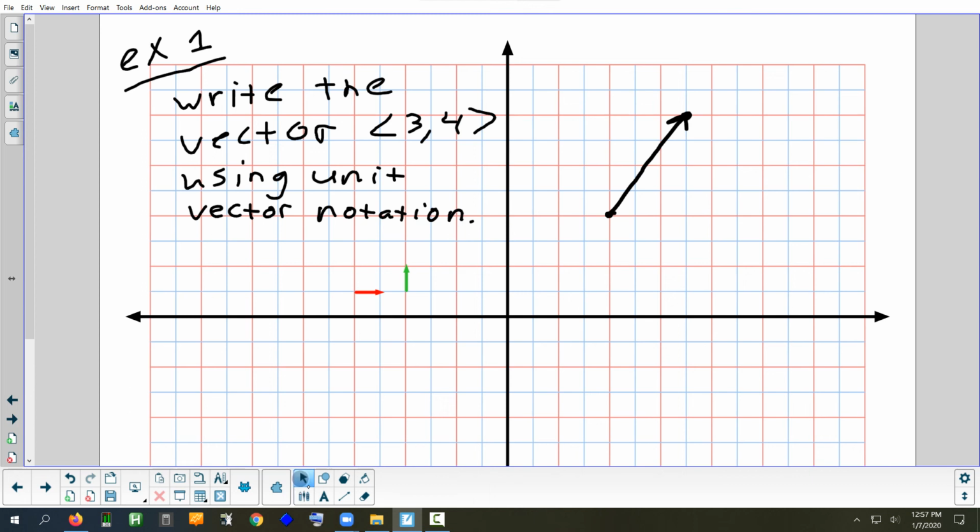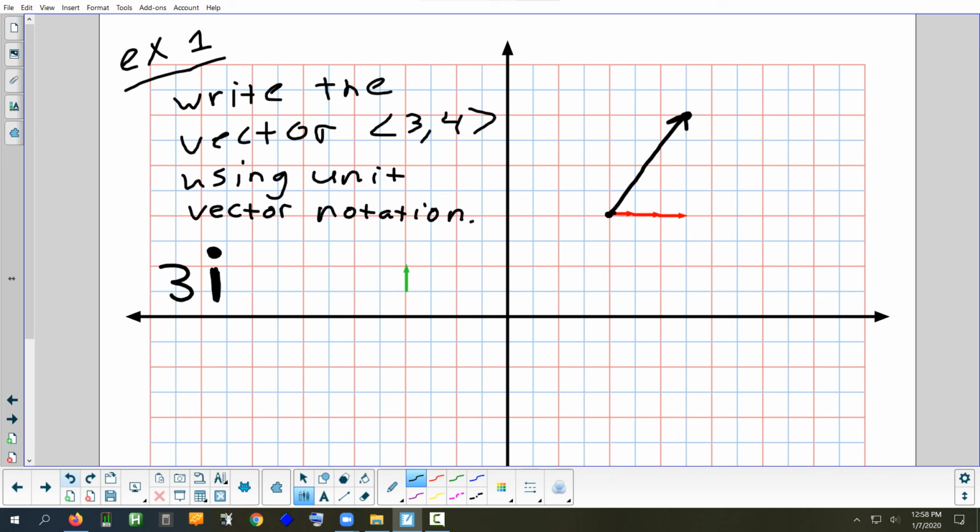So that's the first thing I'll do. I'll take 3 of the i's and I'll put them together. That's a little off, but it's because they're so small. It's hard to control on the smartboard. So we go 1, 2, 3. i plus another i plus another i. What's i plus i plus i? 3i. So 3i.